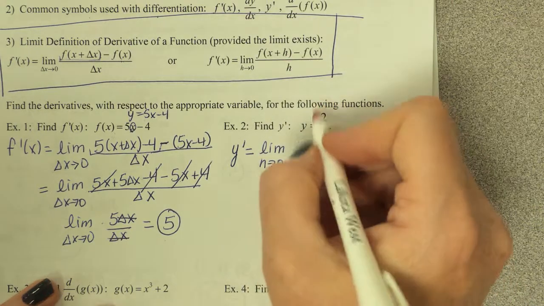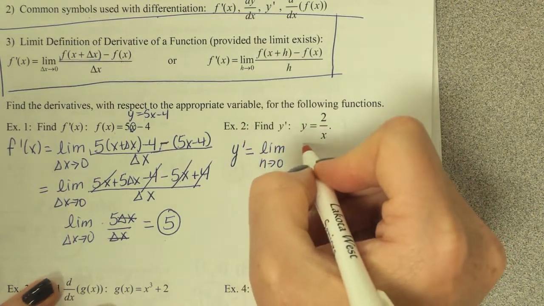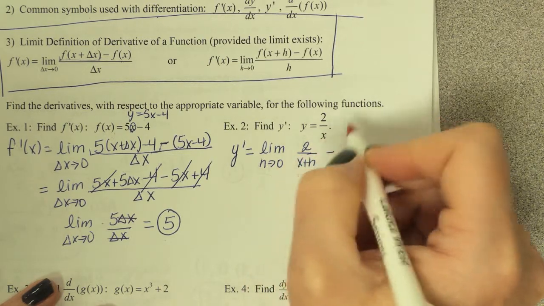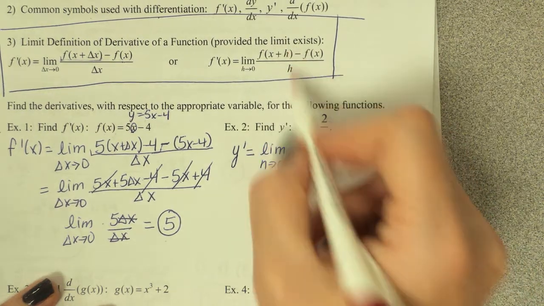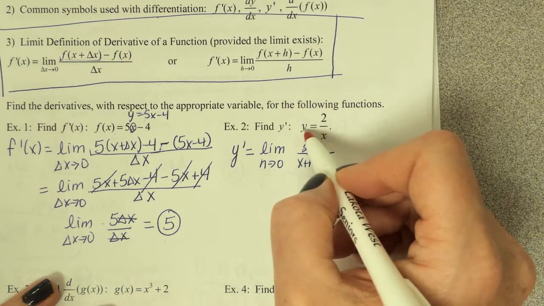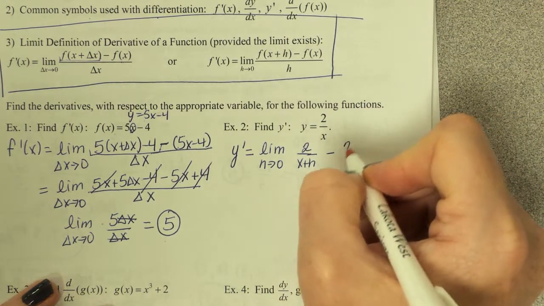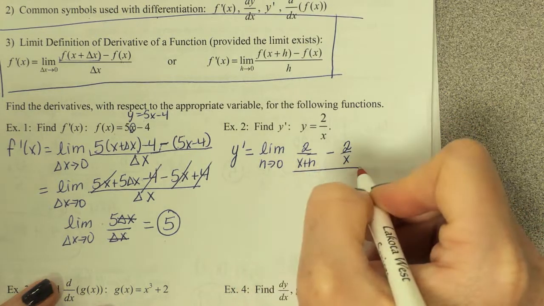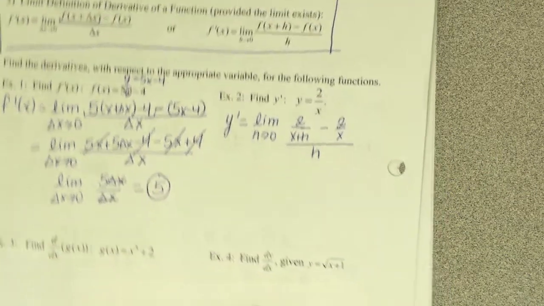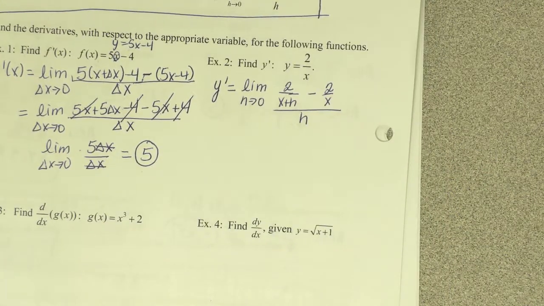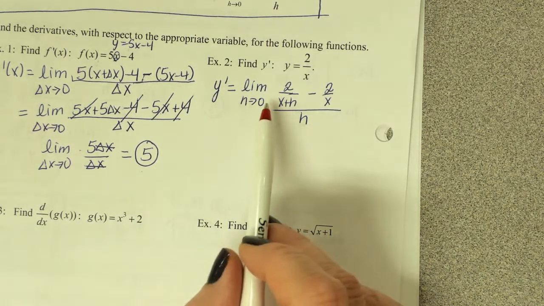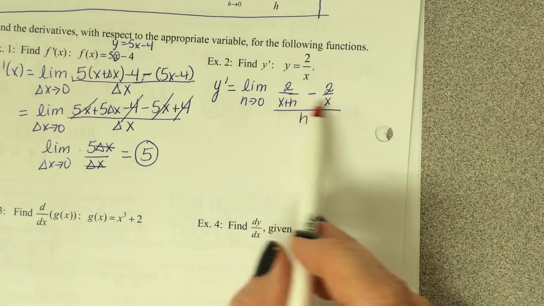X plus h, right? So now this part of the function is going to be 2 over, here's my x, x plus h, minus, I'm working back and forth, f of x is right here, f of x is the same thing as y. So f of x is 2 over x, all over h. All right, so here's what we have. We have done limit problems like this before. We have to get rid of this denominator.